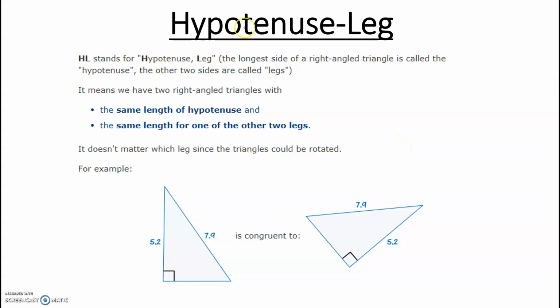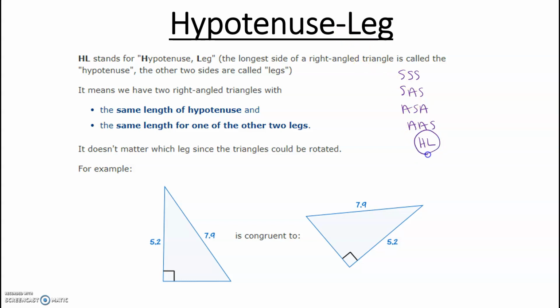Hey guys, today we're going to add one more way to prove triangles congruent, and this is our last one. If you remember from the other day, we had side, side, side, side, angle, side, angle, side, angle, and angle, angle, side. Those are the only four shortcuts we had. Today we're going to add in one more, and it's hypotenuse leg.